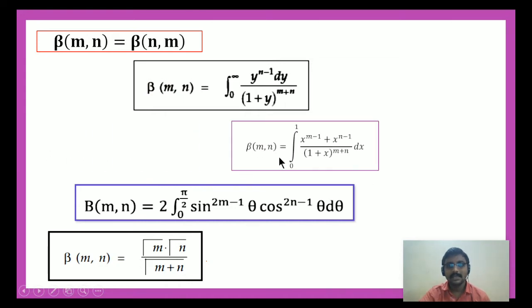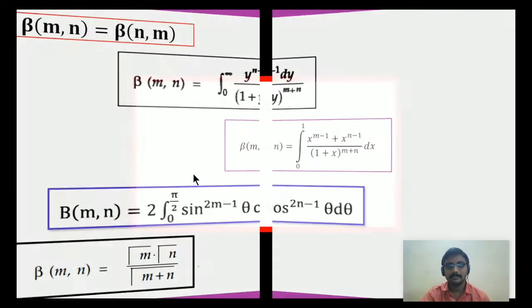Beta of m, n is the integral of 0 to 1 of x to the power of m minus 1 plus x to the power of n minus 1 upon (1 plus x) whole to the power of m plus n dx. So these are the other forms of beta function.